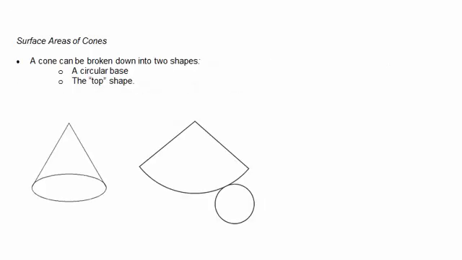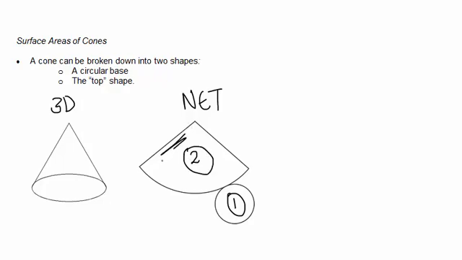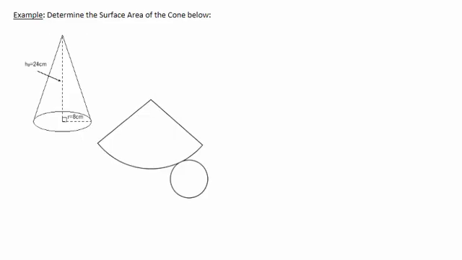Moving on to the surface area of a cone. Here's a cone in its 3D shape, and when putting it into its net, a cone can be broken into 2 shapes. Its circular base, and then a top shape, which we don't really have a name for, but just know that the top shape is this shape right here, and that wraps up to form the side of a cone in its 3D shape. So determine the surface area of the cone below. Here we have the 3D shape, and we've also created the net. The net is made up of the top shape and the circle.